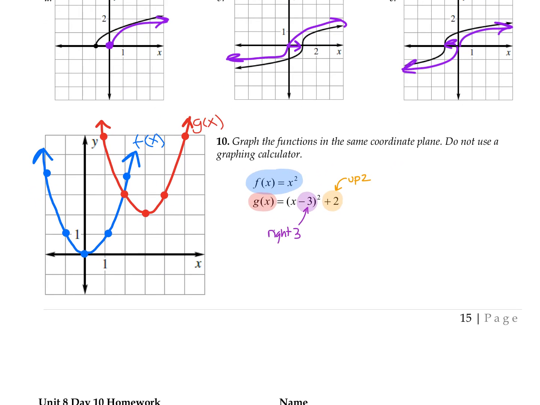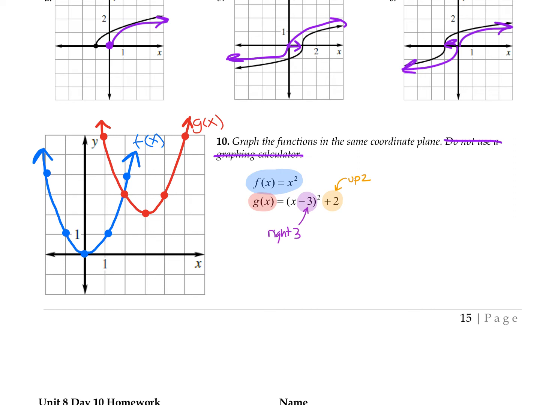All right, last question here. Graph the functions in the same coordinate plane. Do not use a graphing calculator. I know it says that. If you want to use a graphing calculator, that is perfectly fine. You get it on the Regents, so you might as well use it and get used to using it. So you can always use a graphing calculator.